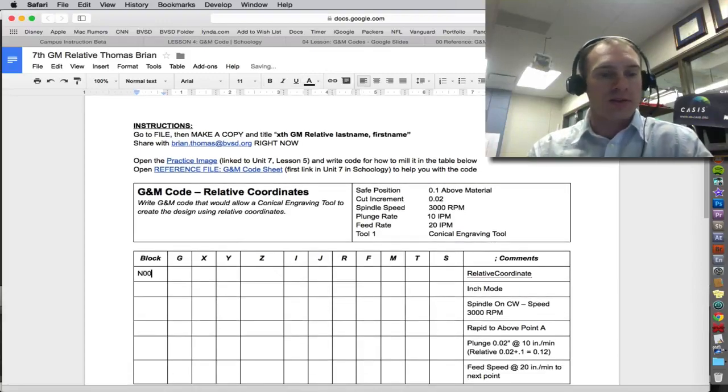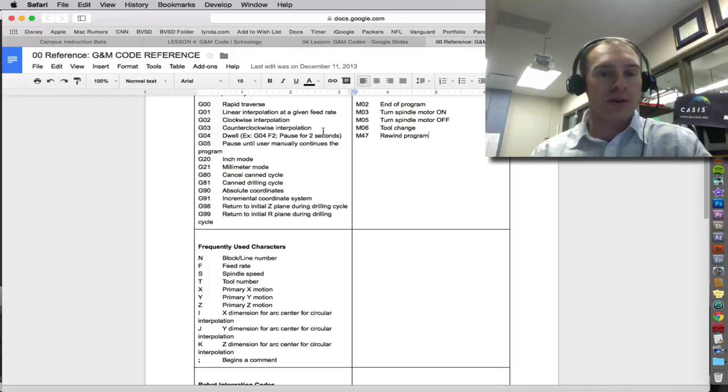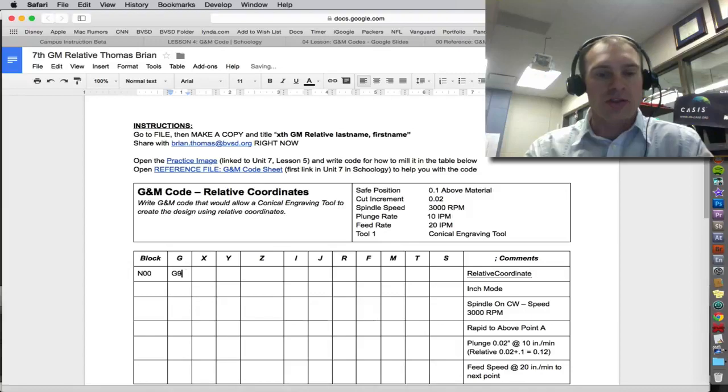So again, N0, 0. The relative coordinates, or incremental, if I have my reference sheet open, is G91. That's incremental or relative. So I know I use the words interchangeably. Make sure that you have an understanding that incremental and relative are the same. So we have G91. And then inch mode was G20. We turn the spindle on, and that's M03 S3000.